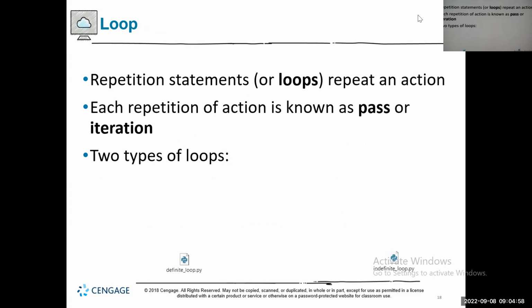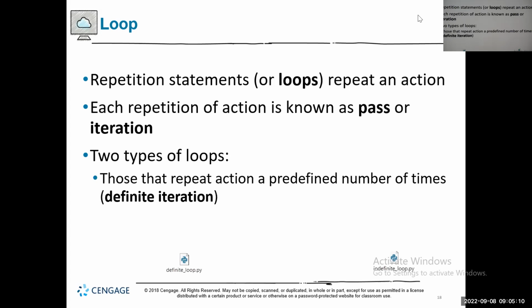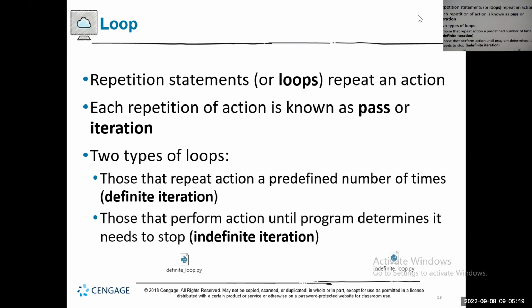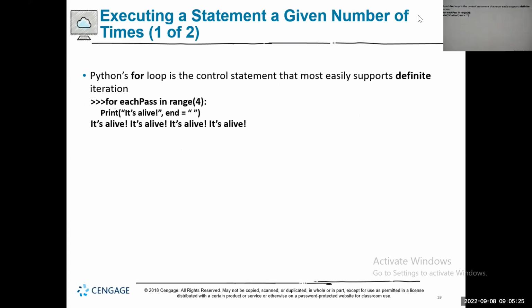Now we come to the loop. The loop is the repetition statement, the repeated action. Each repetition of the action is known as a pass or iteration. We have two types of loops. You have the definite loop, which means you know for sure how many times the loop will run. And you have the indefinite iteration, performed until the program determines it needs to stop.